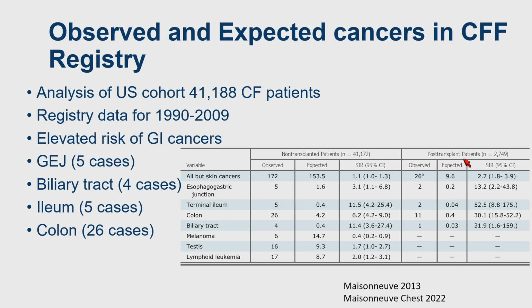you have post-transplant patients. And the point of this study really highlighted that there is an elevated risk of GI cancers. So you can see GE junction, esophagogastric junction cancers, the absolute number is low, but the standardized incidence ratio is 3-fold higher risk. If you look at terminal ileal cancers, again, 11-fold increase. And today we'll highlight colon cancer, so 26 to 4 expected cases, 6-fold increase in non-transplanted patients, and a 30-fold increase in post-transplant CF patients.